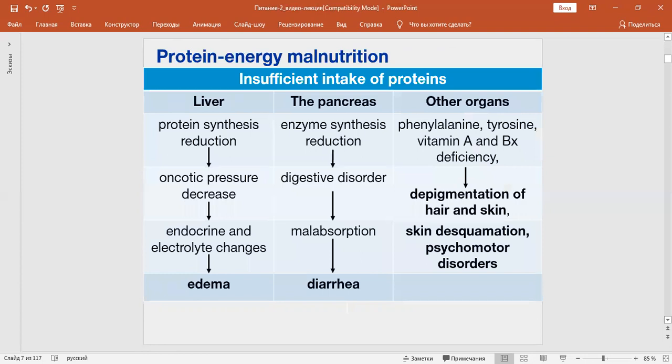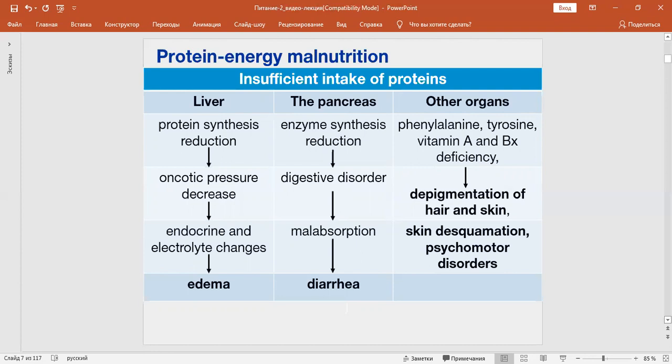The leading factor in the pathogenesis of kwashiorkor is the lack of plastic substances and enzymes in the child's body. It's especially easy to develop in young children because, to ensure intensive processes of growth and development, it's necessary to maintain a constant positive nitrogen balance in the body. Protein intake should exceed its expenditure.